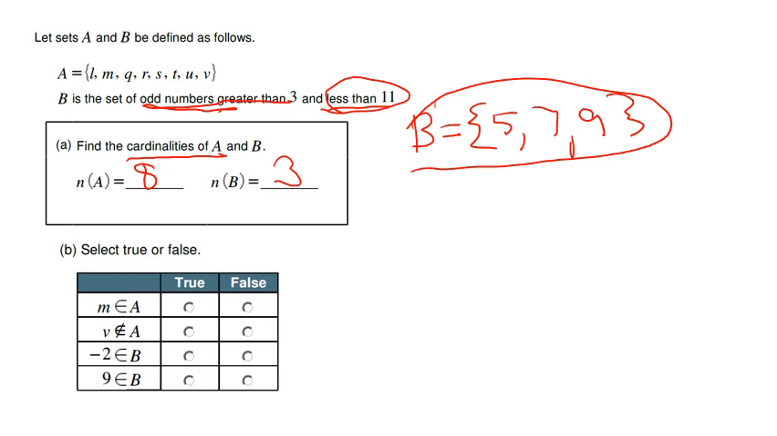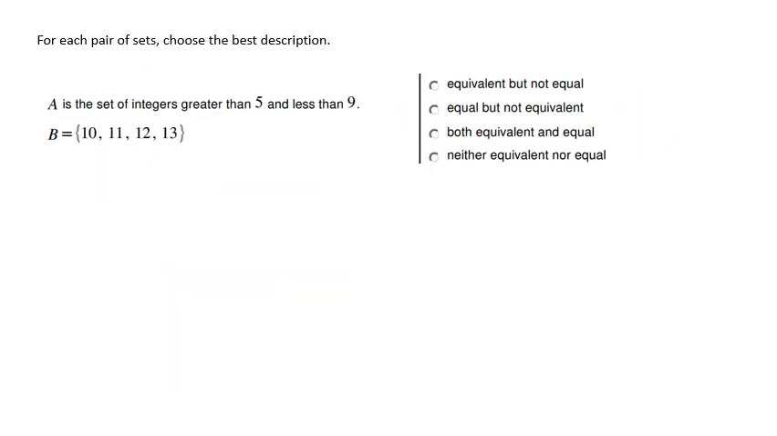Be careful because when someone lists the elements using roster notation, if an element is repeated, you only count it once. So be careful, but I've yet to see that happen in ALEKS. Pause the video, try the problem, play the video.